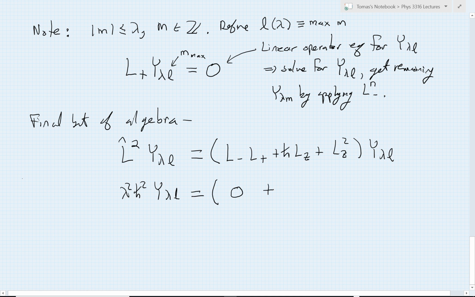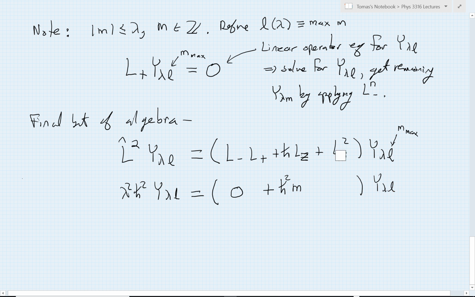The next term will give me h bar times the result of applying LZ on y lambda L, but the result of LZ is just m times h bar, but remember L is my particular value of m. It just happens to be my maximum value. So LZ applied on y lambda L will give me an h bar times L back again. So that's h bar squared times m, and it gives me my state back, of course.